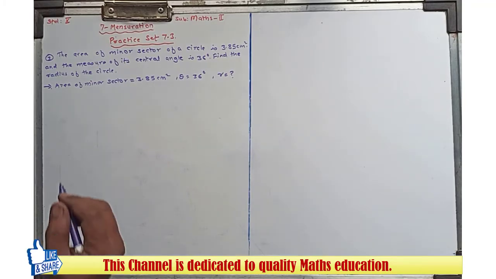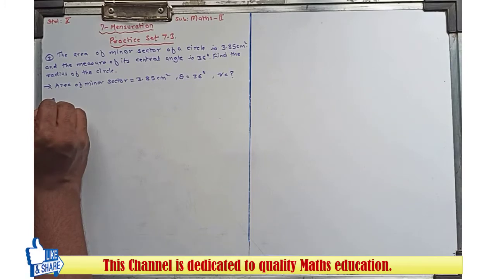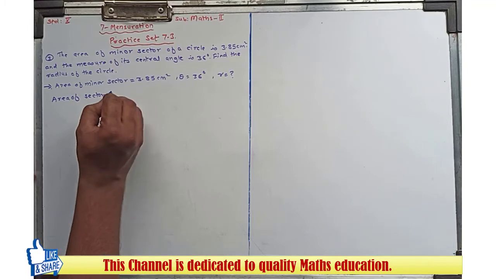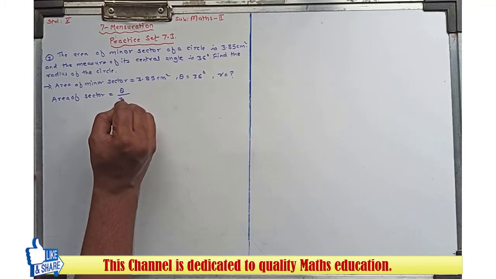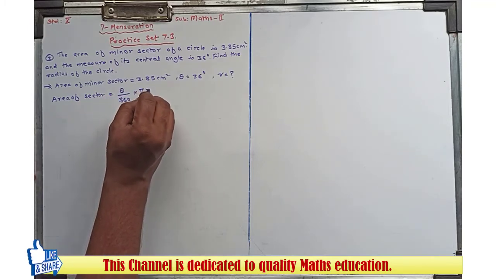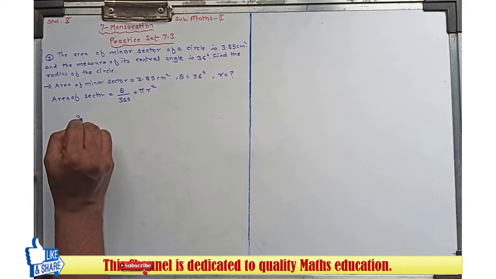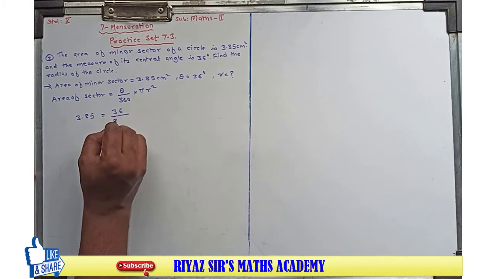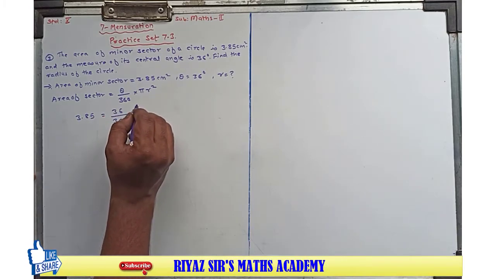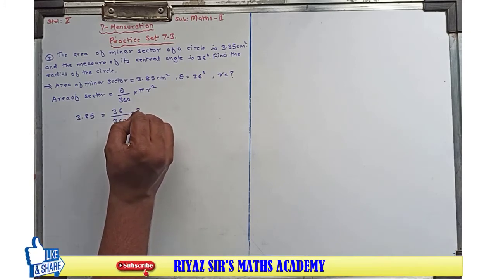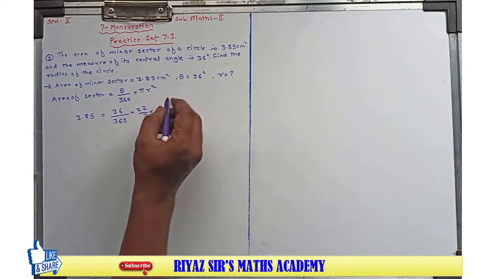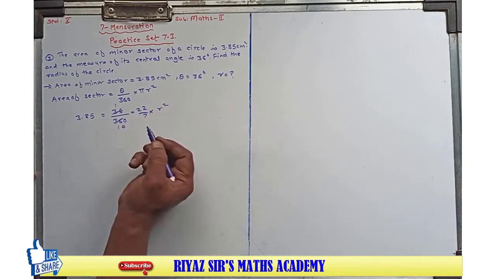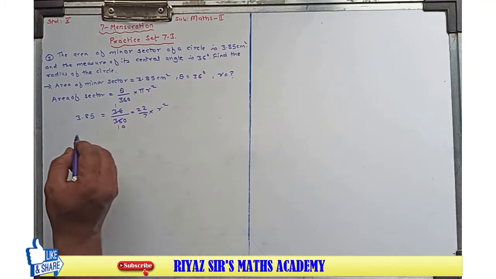Okay, so we take that formula, area of sector, that is minor sector, is equal to theta upon 360 into pi r square. Area of sector is given as 3.85 is equal to theta is given as 36 divided by 360 into value for pi we take as 22 upon 7, into r square, keep as it is. So 36 ones are 36, 0s are 0, right?